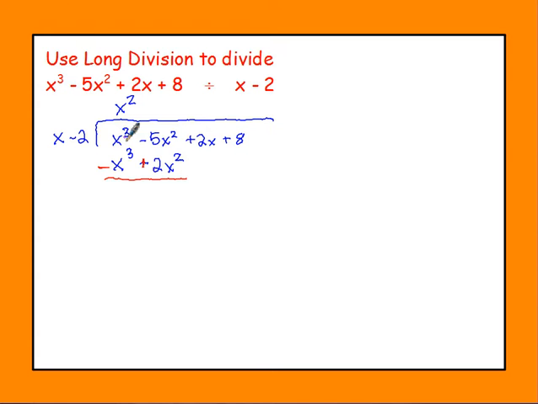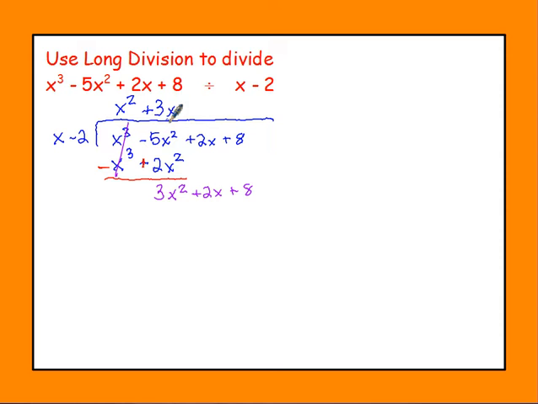If you notice, the x cubes will cancel. Negative 5x squared plus 2x squared is 3x squared. And just like before in elementary, I dropped everything else. And then do it again. So x times what will give me 3x squared? Well, that would be a positive 3x.